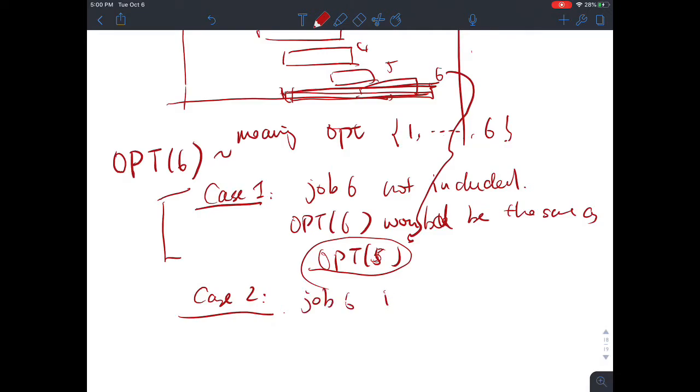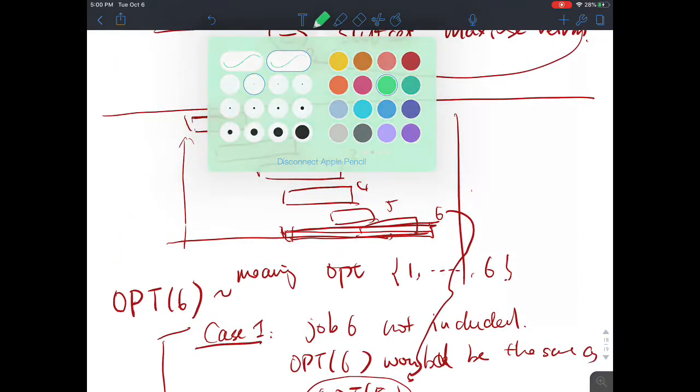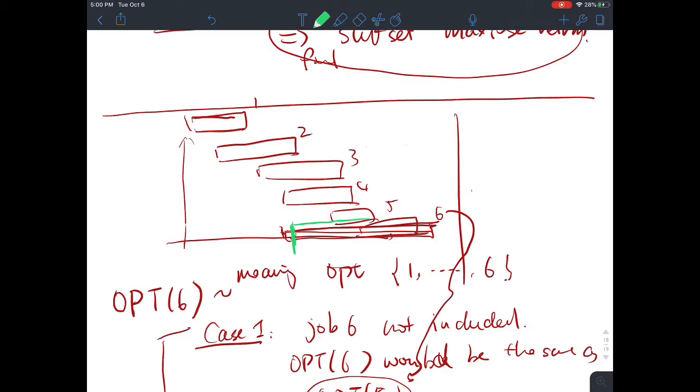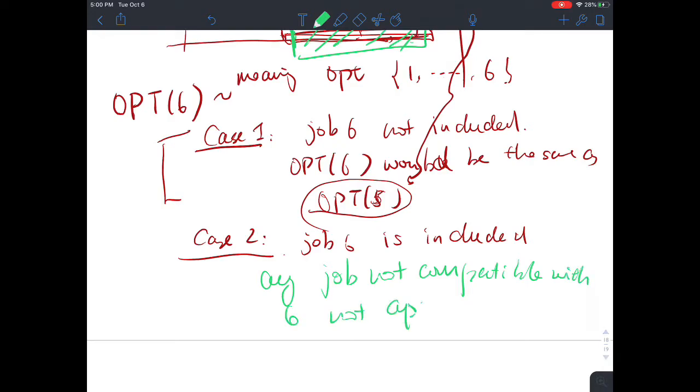Case 2 was a bit harder to explain just now. Job 6 is included. Let's examine what happens if job 6 is included. Anyone that is not compatible with job 6 has to be excluded. Any job not compatible with 6 will not appear in the final solution.